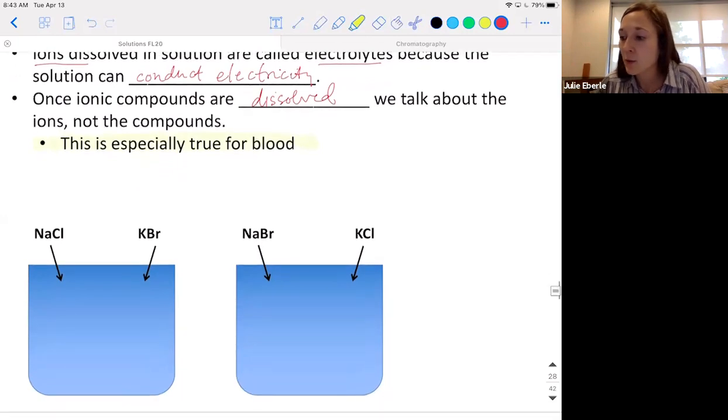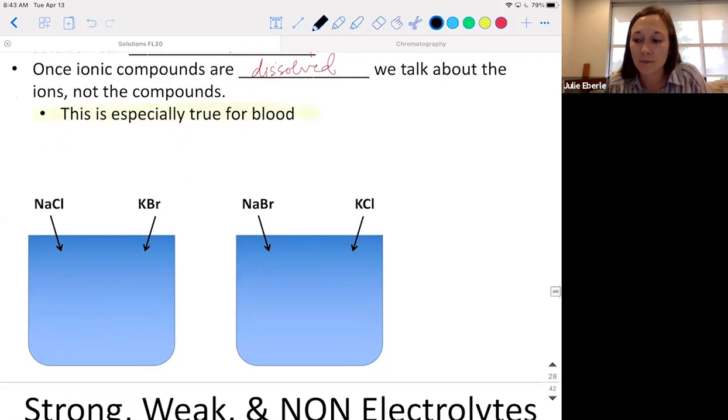So to illustrate this point to you, look at the picture of the beakers I have down here. If we add two totally different compounds into these beakers, sodium chloride and potassium bromide in the first beaker, and in the second beaker, two different compounds, sodium bromide and potassium chloride. Okay, those are two different compounds in each one. But in solution, what's going to happen? You're going to get Na plus, you'll get Cl minus, you'll get K plus, you'll get Br minus, and they'll all be just floating around mixing together.